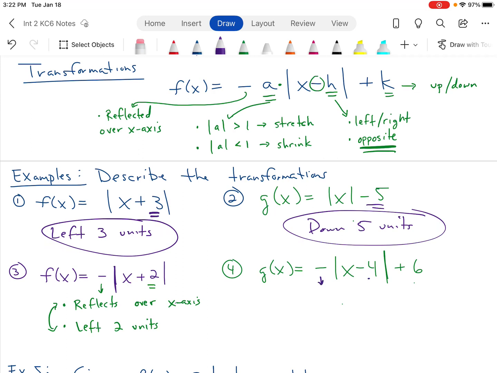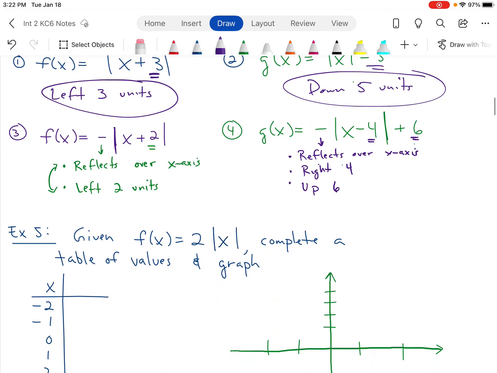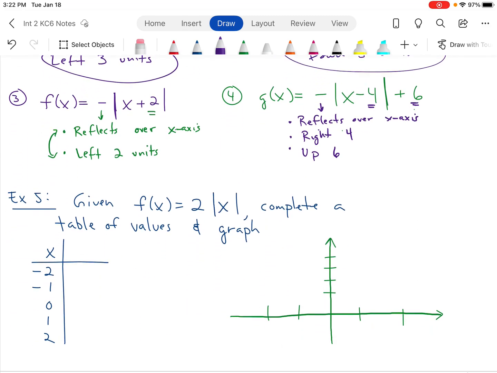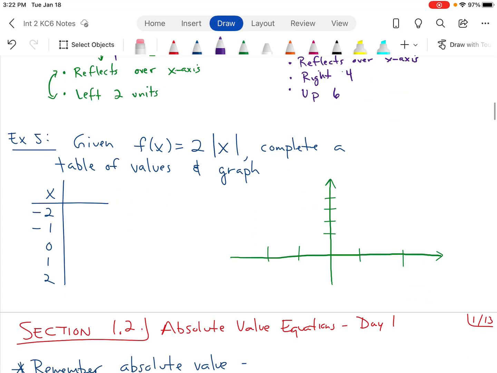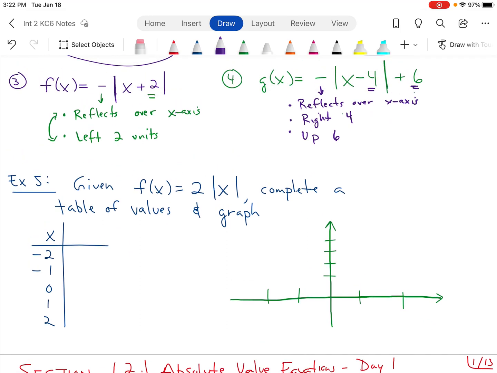Okay, so here you have 1, 2, 3 different transformations. The first one I see is a reflection, so it reflects over the x-axis. The second one is at 4, which is going to go right since it's the opposite. And then the last one is going to go up 6. That's it. Now, you should be able to describe those transformations and graph the new graph as well. Okay? And all you have to do, again, is start from 0, 0, and do those transformations, and those will be your new points.